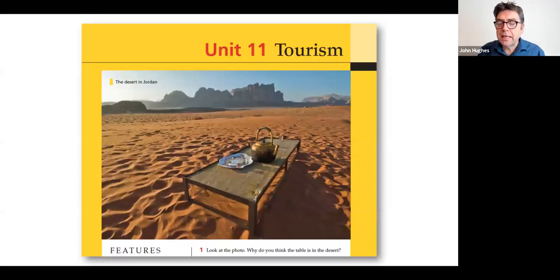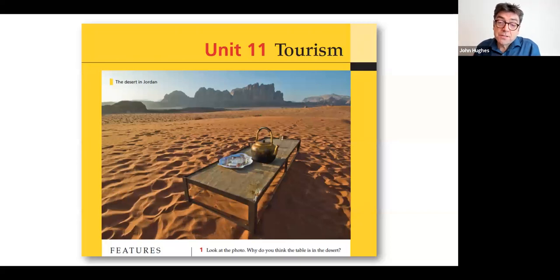Well, typically an example of divergent thinking would be if we show students a photograph at the beginning of a lesson. So in the Life books that I've written, we often show a photograph at the beginning of the unit. And we want students to use their divergent thinking. We want them to brainstorm ideas. So if you look at the photo here, why do you think the table's in the desert? Maybe you want to say in the chat box why you think this table is in the desert.